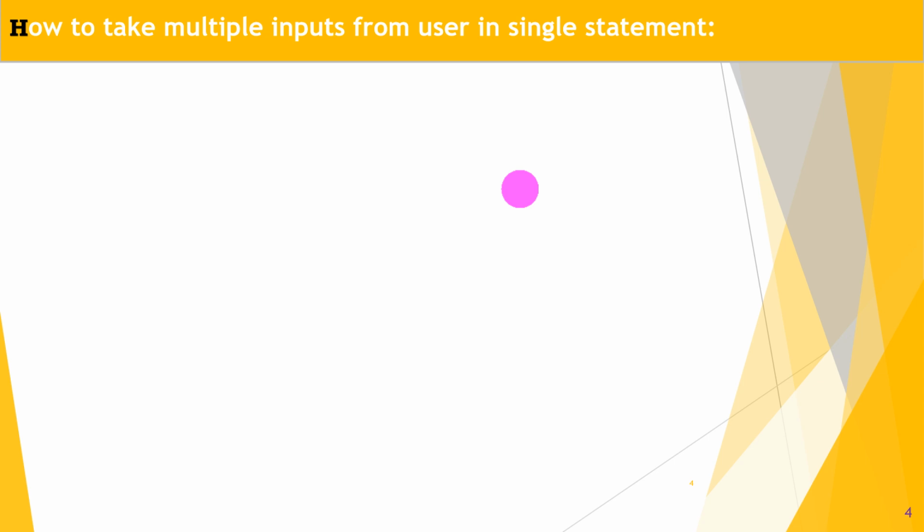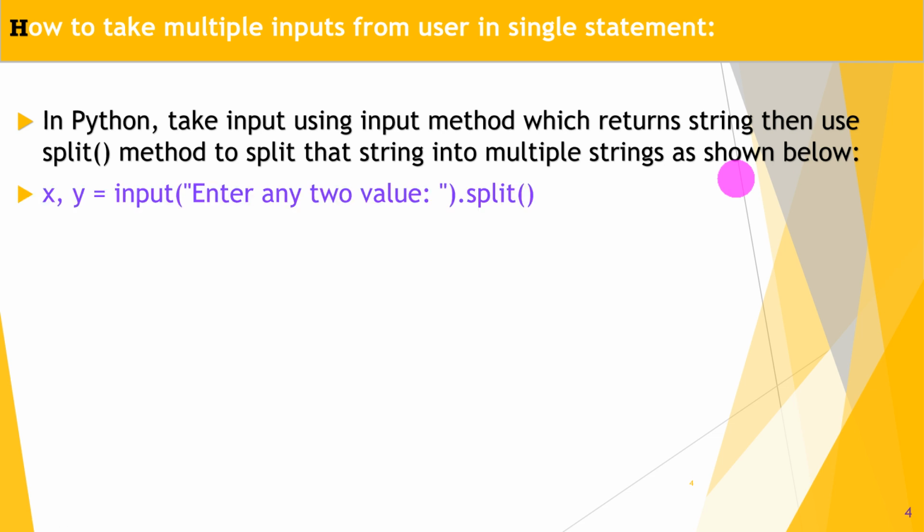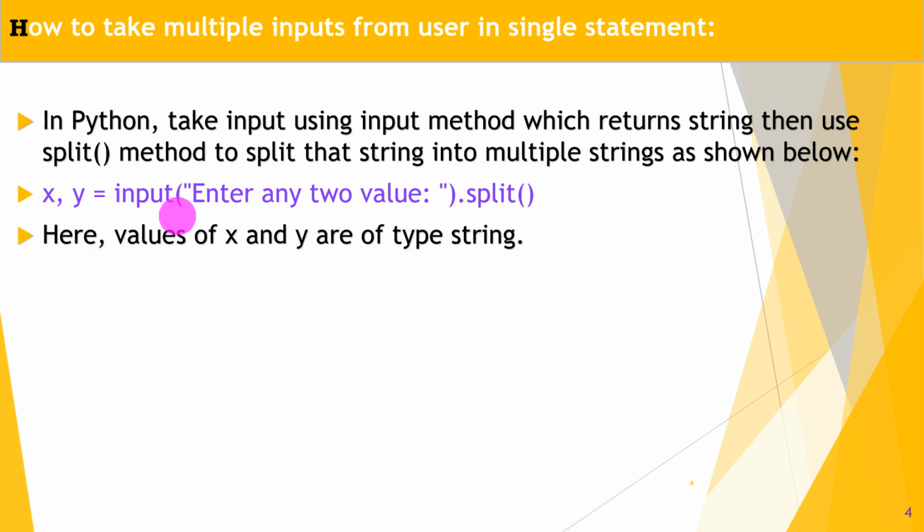So in Python, take input using the input method, which returns a string. We know that. Then use the split method, which splits that string into multiple strings as shown below. So what is the syntax? Same input method, enter any two values, dot split method, which splits the string into two, x and y. But while entering the string, you can give a space or tab between. You can't give the enter key, otherwise it gives you an error, guys. We will check it using the PyCharm IDE.